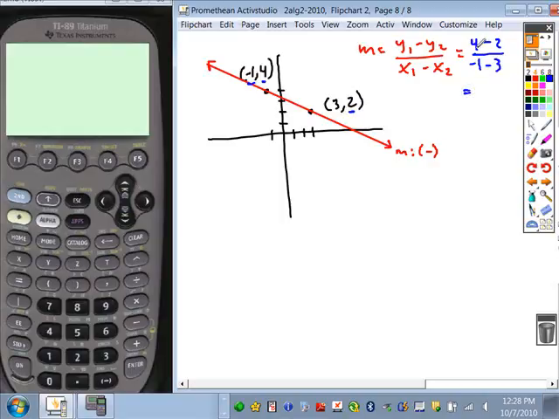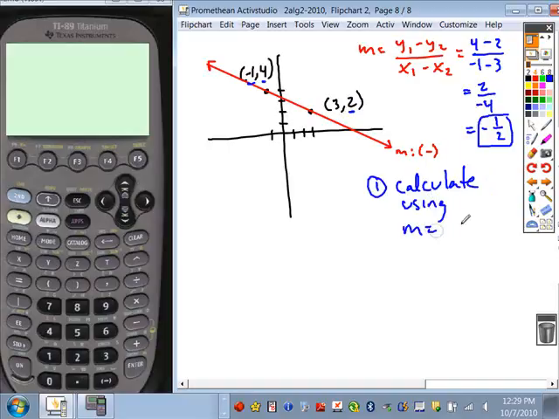And so when we simplify this, 4 minus 2 is 2. -1 minus 3 is -4. And so completely simplified, this becomes -1/2. So the slope between these 2 points is -1/2. Okay, so one way to solve it is to calculate, using m is equal to the difference of y's over the difference of x's.